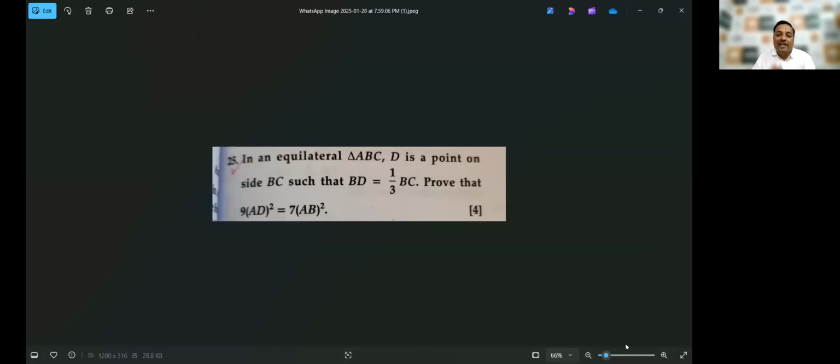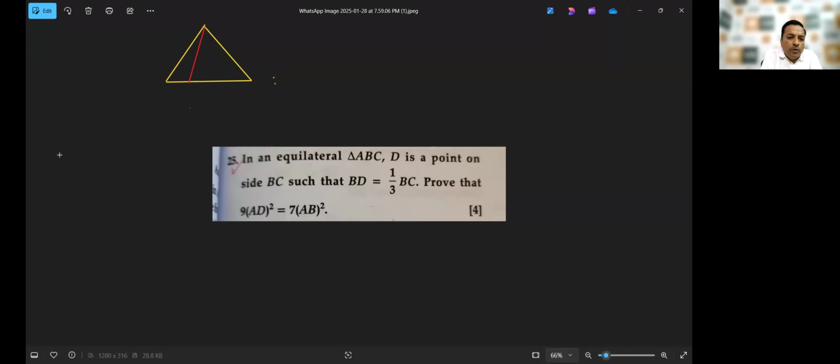चलो. In an equilateral triangle, D is a point on BC such that BD is equal to 1/3 BC. Prove that. मस्त क्वेश्चन है. Okay, in a triangle ABC, ABC is an equilateral triangle बोले तो all sides are equal. And one side, that D is a point on BC. तो यहाँ पे कहीं पे तो D है.